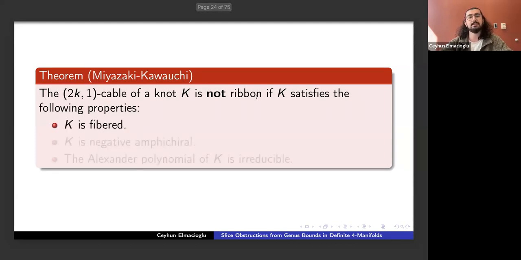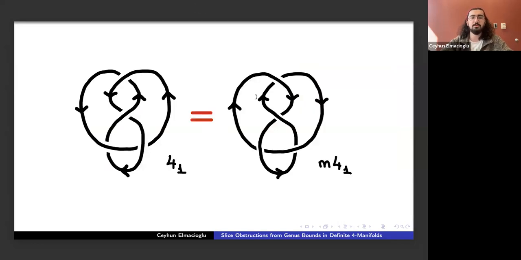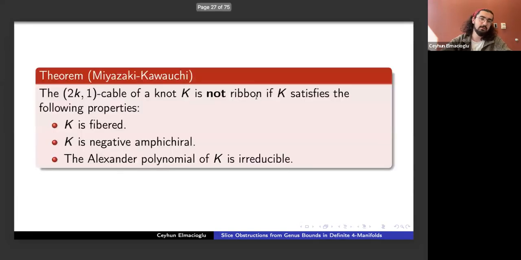So the first thing is that K is fibered. I will not be able to talk about what fibered is in this talk, but it's a property of knots. Some knots are fibered, some knots are not, but there's a bunch of knots which are fibered. Secondly, K is negative amphichiral. This means that, for example, when you have the figure 8 knot, you put an orientation on your knot, you change the orientation, and then you change all the crossings. And if the knot you get is the same as the knot you started with, then we say that the knot is negative amphichiral.